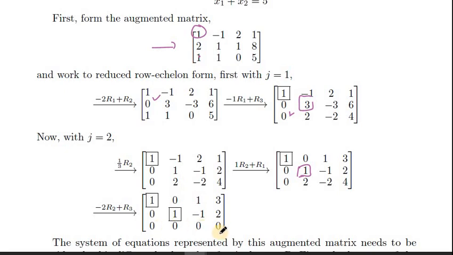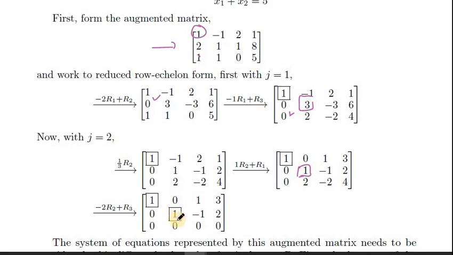Now, at this stage, what can I do? My next stage is to create another leading one, but there's no possible leading one to put in this row. These are all 0 entries. How can I get a 1? No way. Okay? So I'm done with that process. Then I can go back and create zeros above all the leading ones, but there's no entries to take care of. So I'm all done.